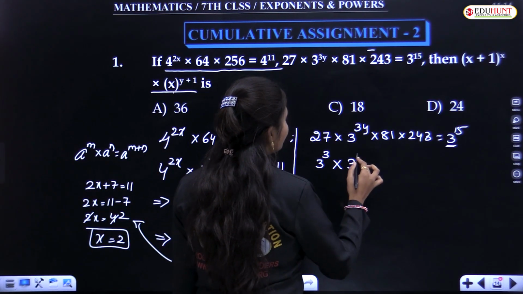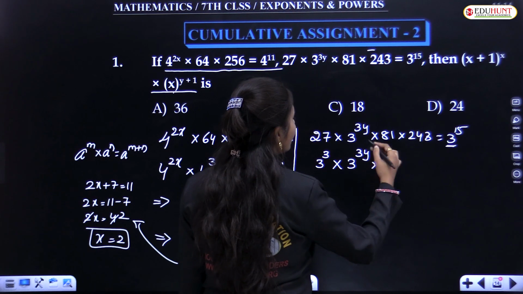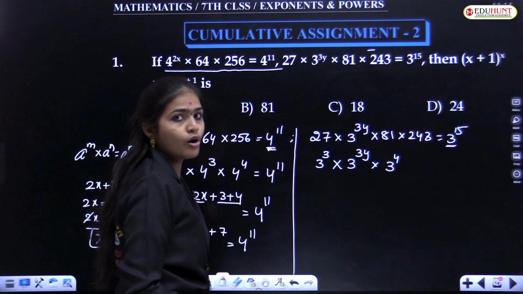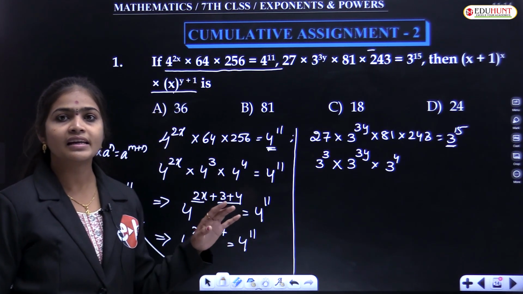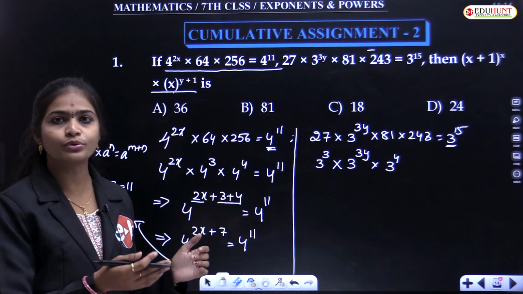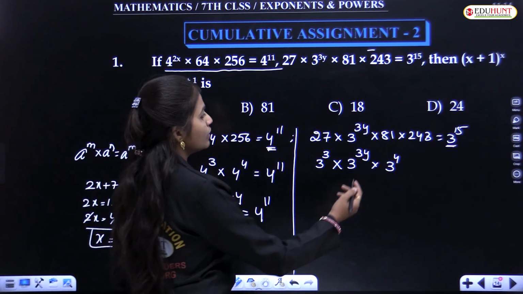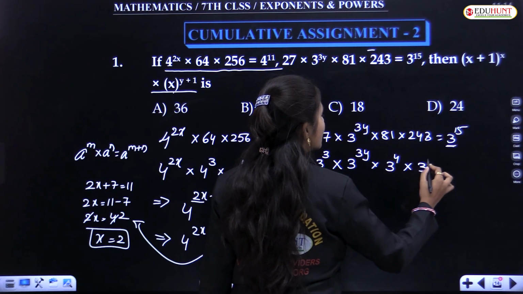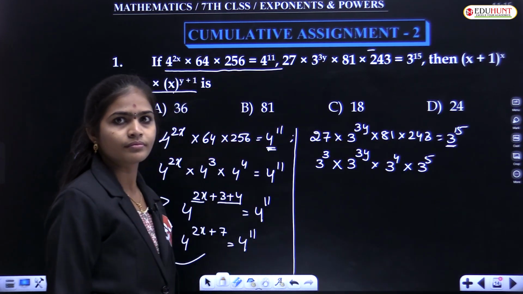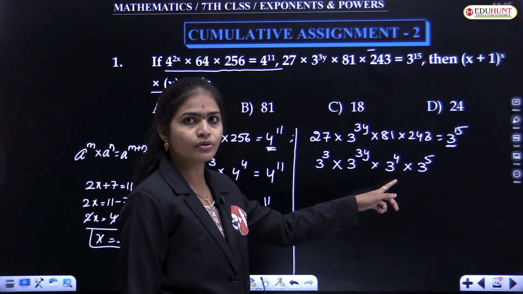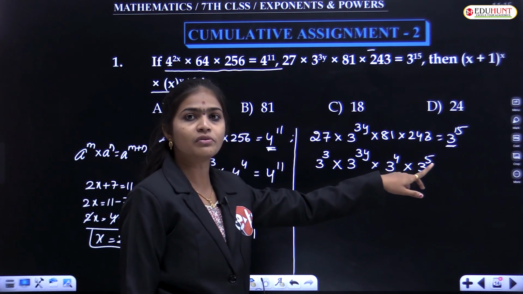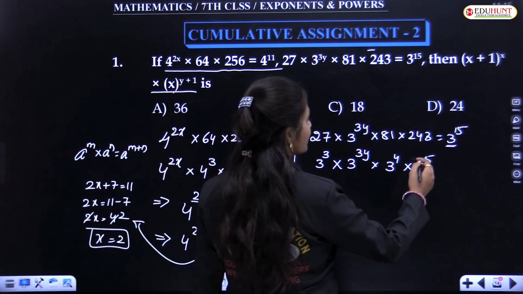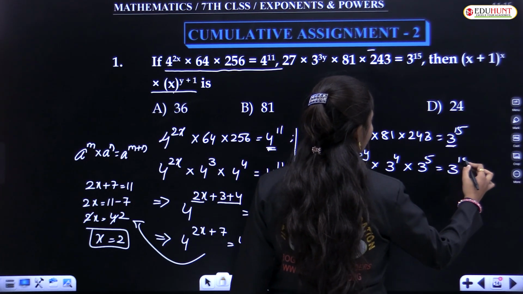So into 3 power 3y into 81. 81 is 3 power 4, or else 9 nines are 81, and 9 is 3 square, so 3 square into 3 square is equal to 3 power 4. Then 81 into 3 is 243, so that is 3 power 5. 81 means 3 power 4, and if you multiply that with one more 3, you get 243. So that is equal to 3 power 5, which is equal to 3 power 15.